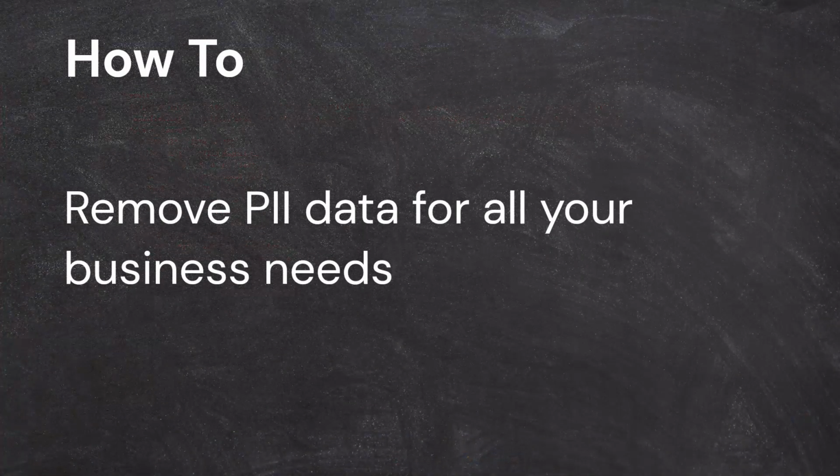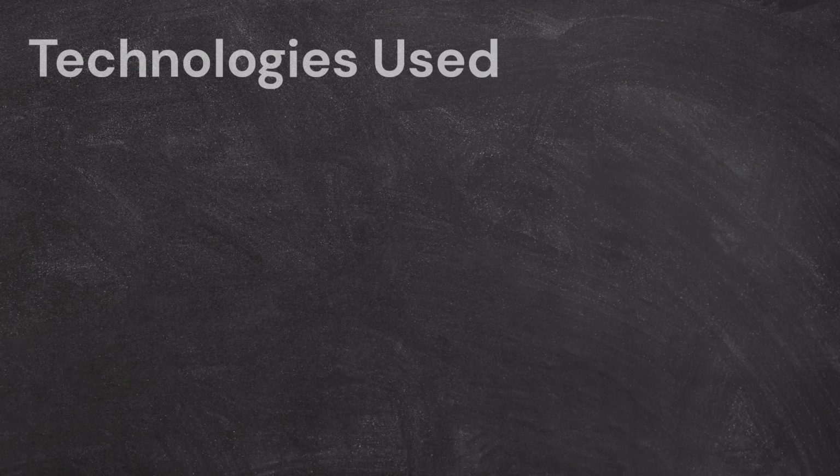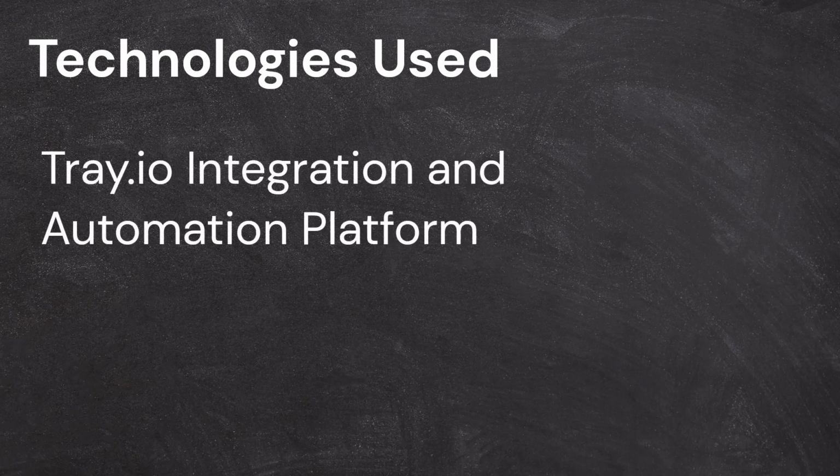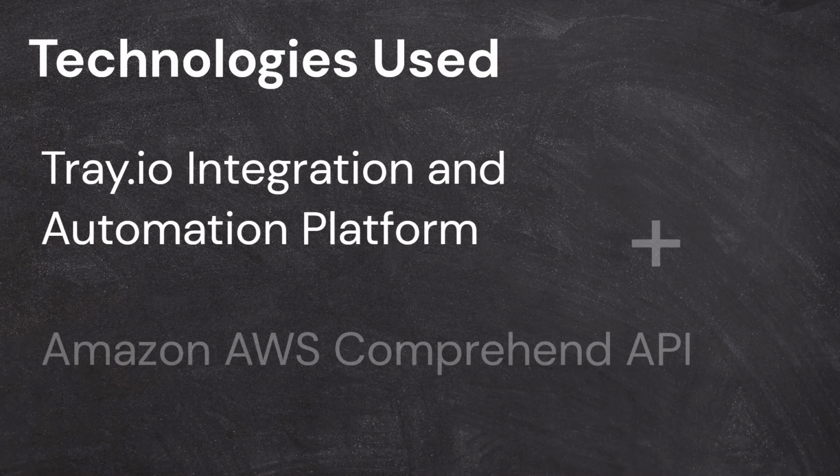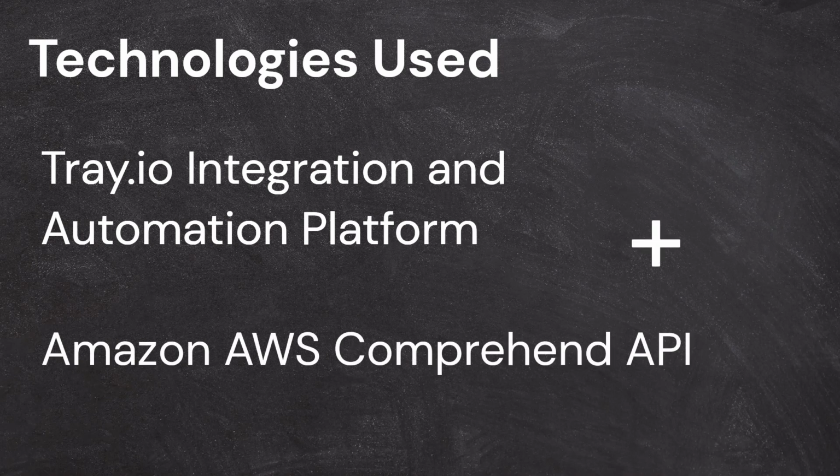This concludes our demo. We showed a simple and effective way to remove PII data for your business that can be applied to a number of different scenarios. This solution was completed just by using the Tray.io integration and automation platform in combination with the Amazon AWS Comprehend API. I hope you enjoyed this simple yet very powerful solution.